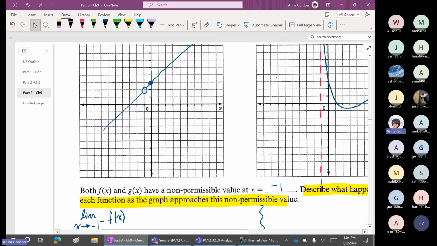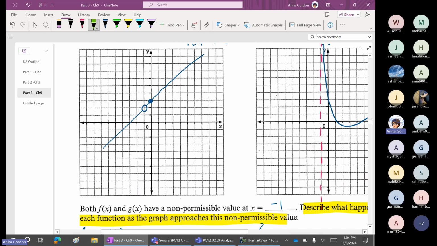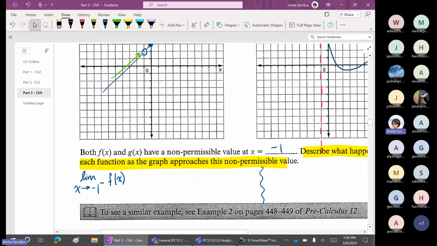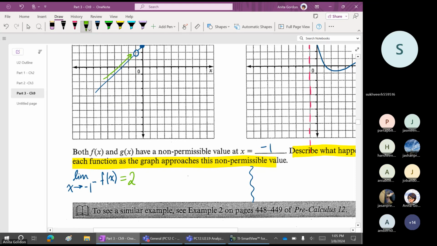So what I'm going to do is look at my picture, starting on the left. I'm going to pretend I'm walking on this line. What number am I approaching in terms of the y value as I get closer to the hole? I'm approaching the number 2. So that's my answer. The limit as I approach -1 from the left side, I'm approaching the number 2.